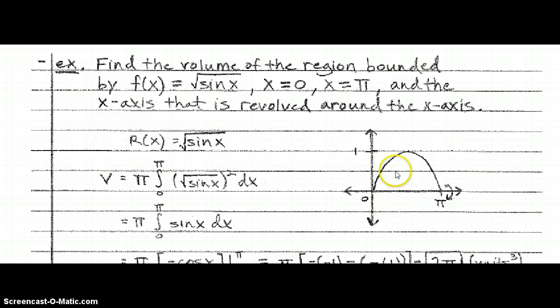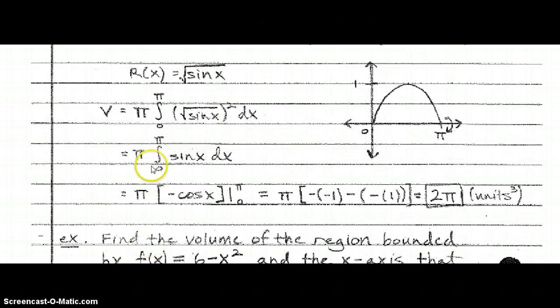Since we're revolving around the x-axis, we use the formula from above. So it's pi times the integral from 0 to pi of our function squared dx. Pretty simple one, because the square root of sine of x squared is the sine of x, and now it's just a nice little integral problem. So the pi stays out front. The integral of sine is negative cosine. We evaluate the upper limit minus the lower limit, and as long as you know your unit circle values and you're careful with your negative signs, you end up getting 1 plus 1, which is 2, times the pi, so 2 pi.